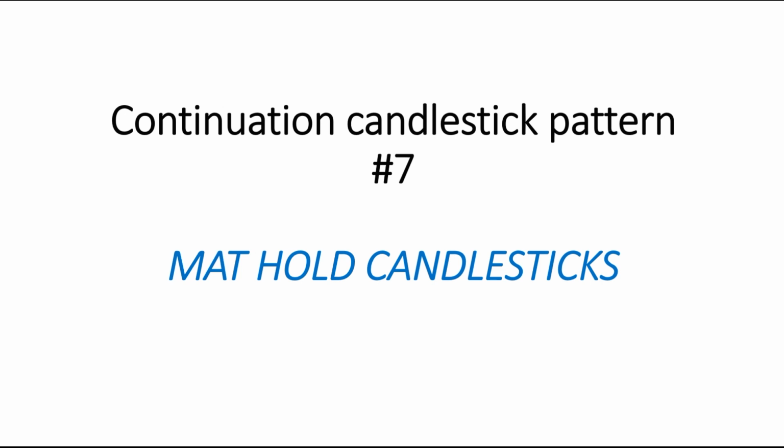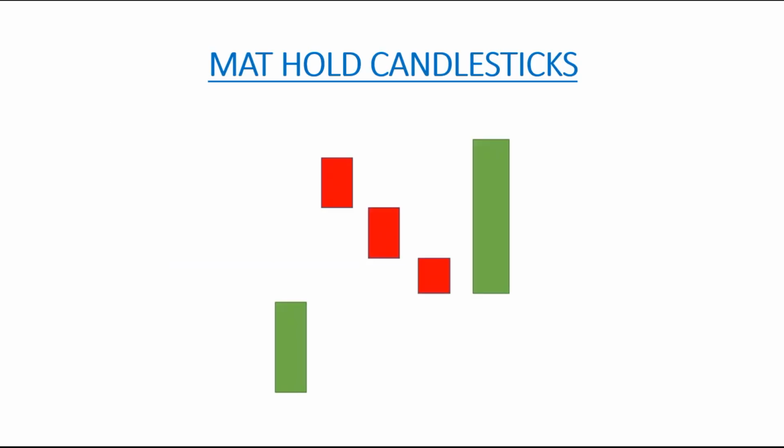Now let's have a look at continuation candlestick pattern number 7. It's the mat hold candlesticks pattern. A bullish mat hold pattern begins with a large bullish green candle followed by an upwards gap. After the gap, there are 3 smaller short candles following. These candles must stay above the low of the first candle. The 5th candle is again a large bullish candle. The bullish mat hold pattern is a candlestick formation, indicating the continuation of a prior uptrend.